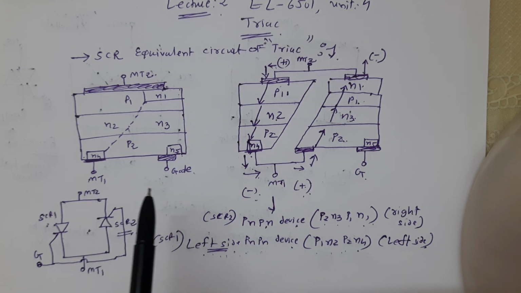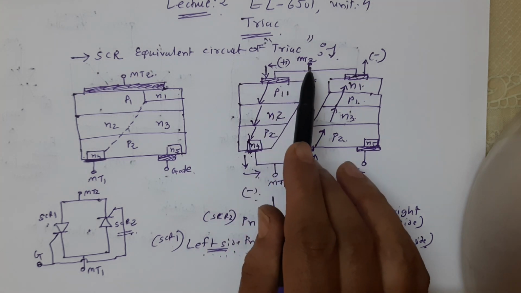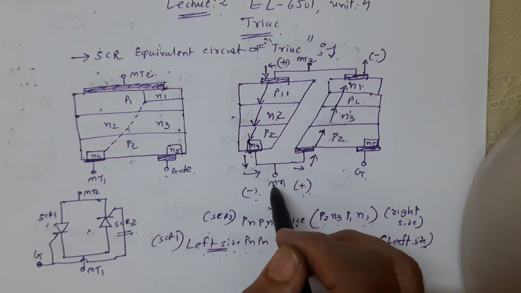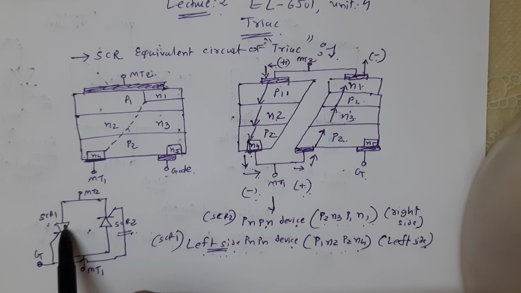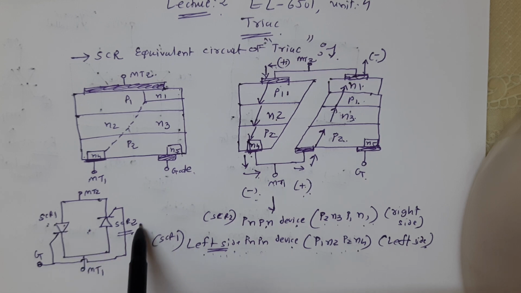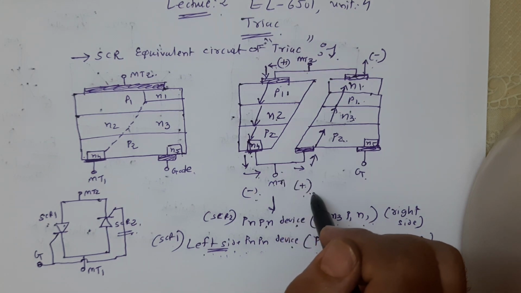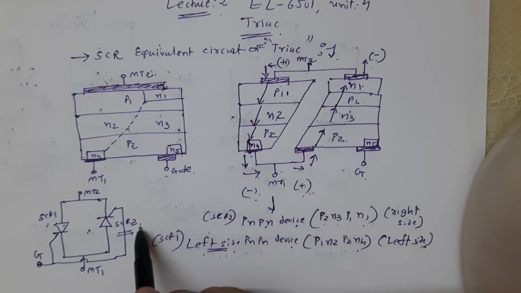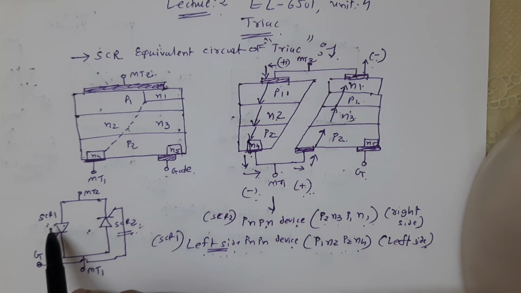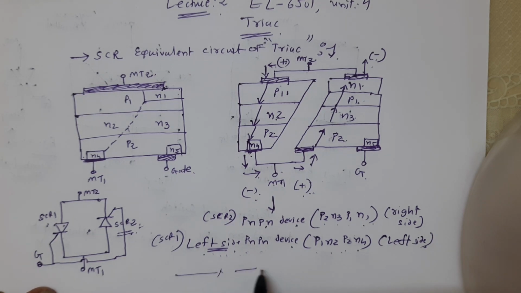So I repeat the construction. If MT2 is positive with respect to MT1, then SCR1 is in on condition and SCR2 is in off condition. Now if MT2 is negative with respect to MT1, at that time SCR2 is in working condition, that means it is on, and SCR1 is off. So this is the SCR equivalent circuit of the triac.